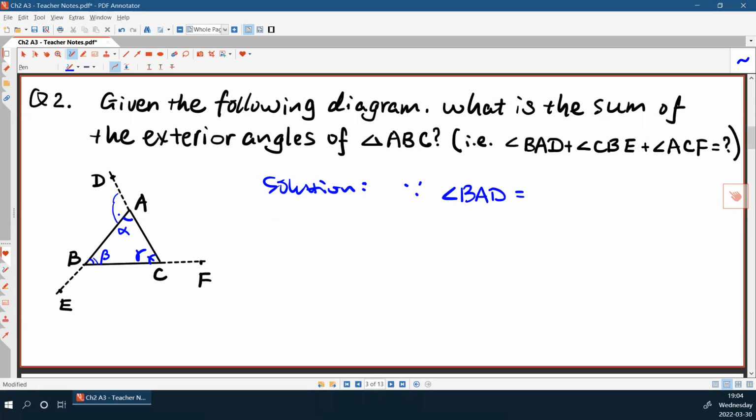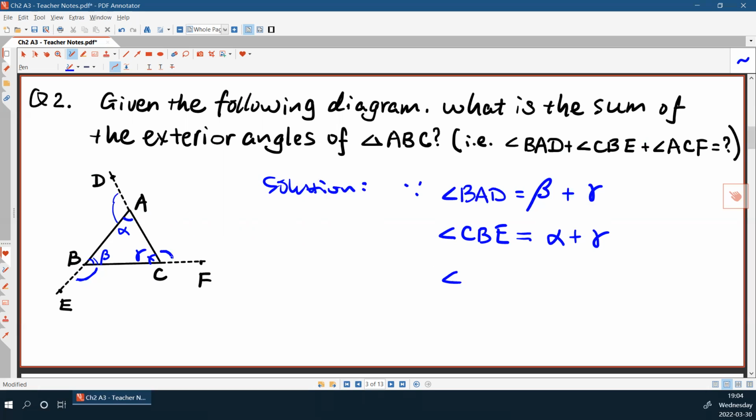Any exterior angle equals the sum of the two remote interior angles. So angle BAD just equals beta plus gamma, right? And following the same principle, angle CBE. So angle CBE is here. Note here, this angle is also an exterior angle of triangle ABC. So exterior angle CBE equals the sum of the two remote interior angles, which is alpha plus gamma, right?